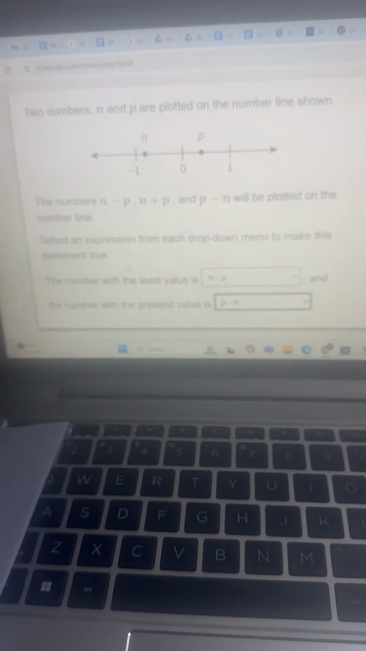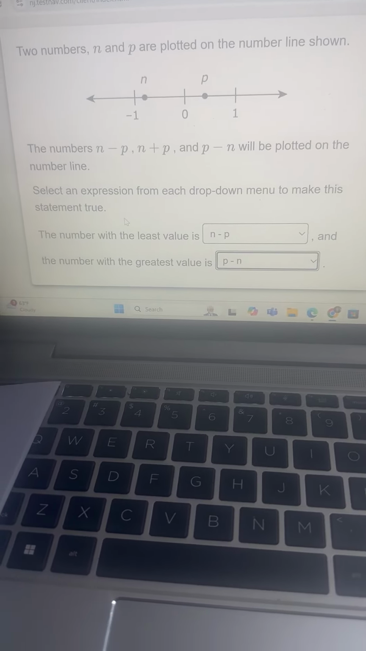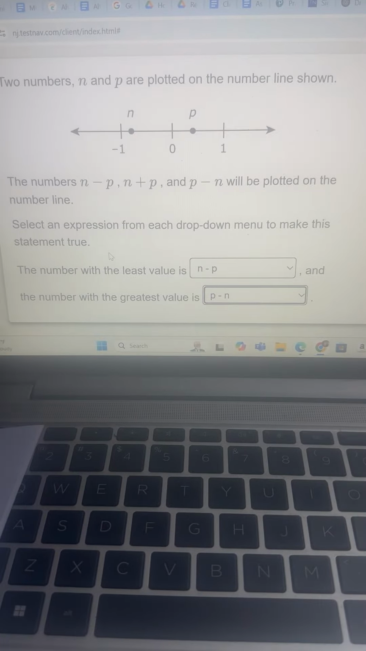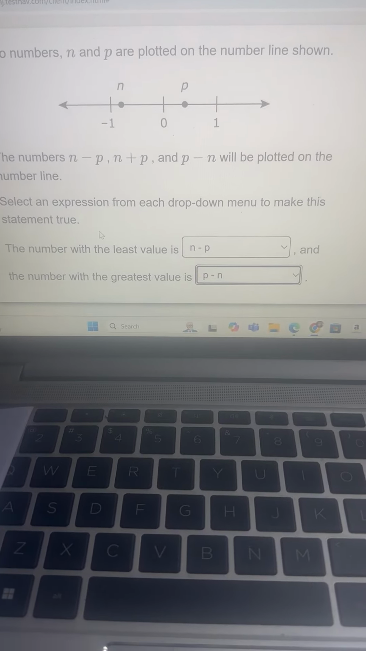So based off of that, you're going to go to the drop down menu, and it says the number with the least value is, and we're going to select n minus p, because if you come back here, we see that n minus p was -1, which is the smallest or the least value out of all the expressions. And then we're going to pick that the number with the greatest value is p minus n. Because if we look here, we see that the number with the greatest value here was p minus n, which equals 1.